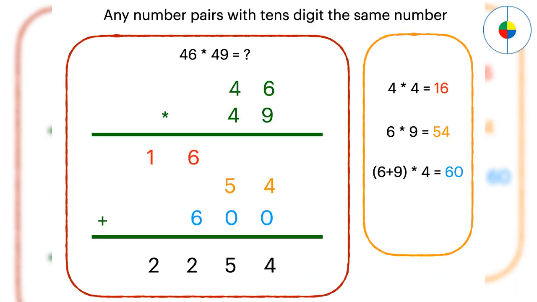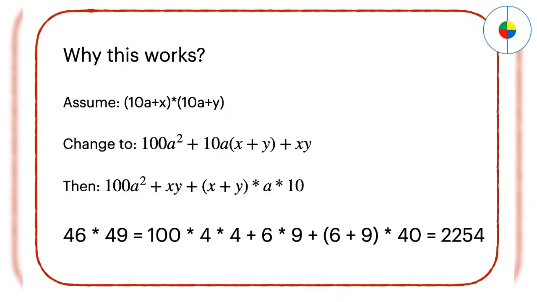How about if the tens digits are the same number? You can see that there is not much difference. You need to add the ones digits, times the tens digit, and put it in the tens position. Here is the reasoning behind it. Sometimes, it may not be easy to calculate. But with more practice, you can do it faster.